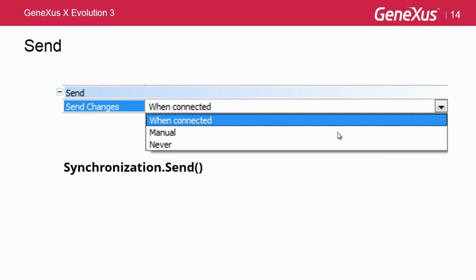Now, let's see the data send, to send data from the local database from devices to the server database. To do this, we have the property at the offline database object level, called send changes. And this includes three options. The default option is when connected, which sends data as soon as I get my device connected. I work in offline mode, and when my connection occurs, that data is sent to the server automatically.